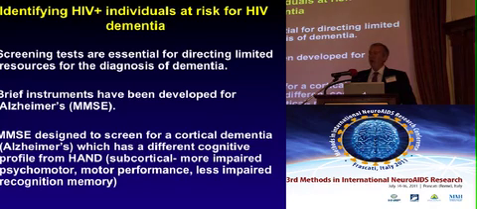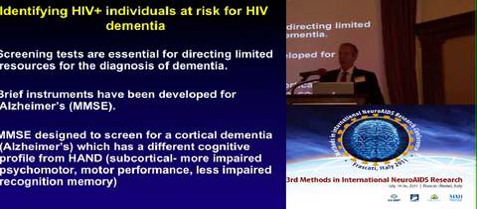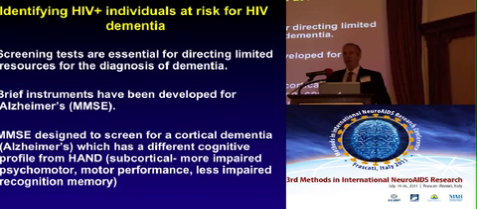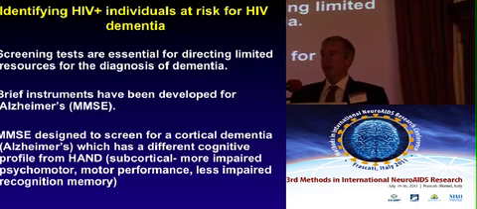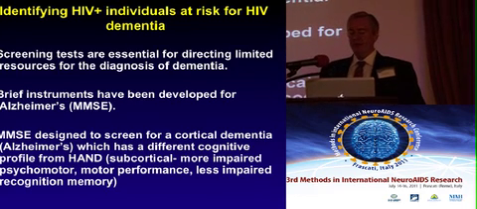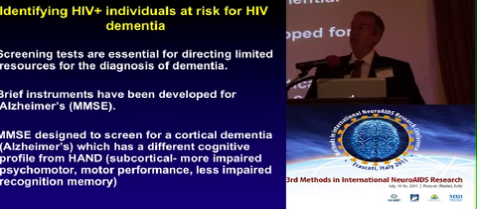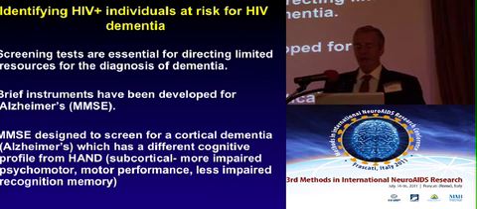Screening tests are essential for making a diagnosis of dementia when one is dealing with limited resources. And brief instruments have been developed for dementia syndromes such as Alzheimer's disease by Marshall Folstein with the Mini Mental Status Exam, or MMSE. Now, this screening test was designed to screen for a cortical dementia syndrome, which has a different cognitive profile from what we see with HIV-associated neurocognitive disorders, also known as HAND.